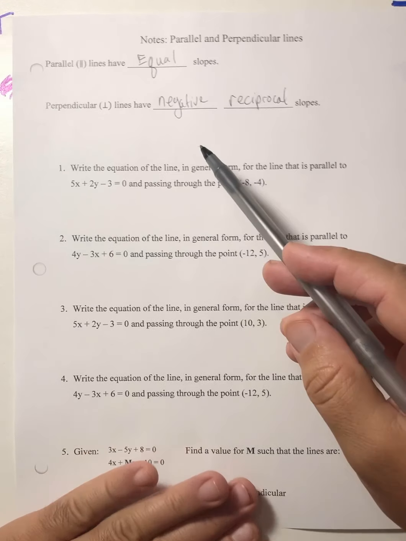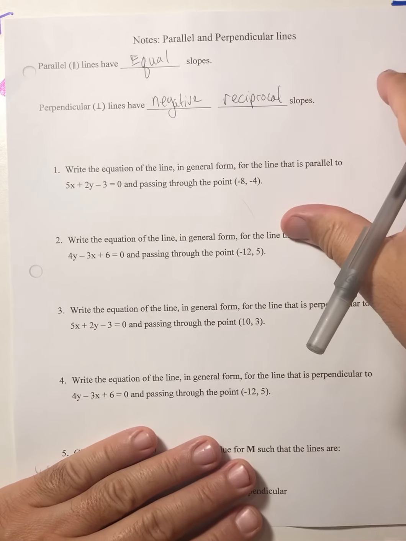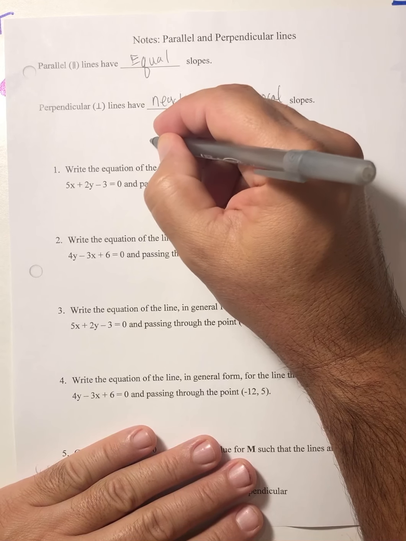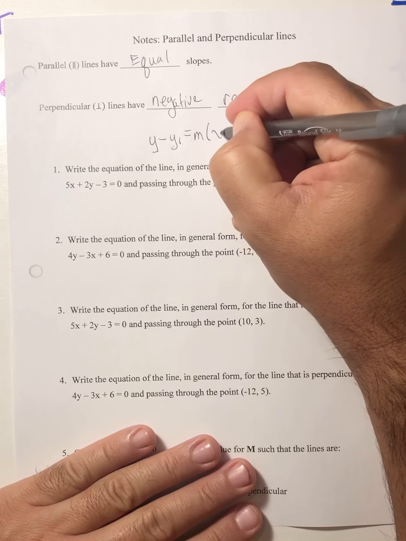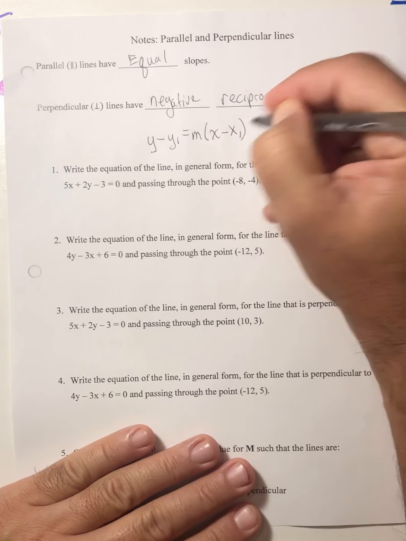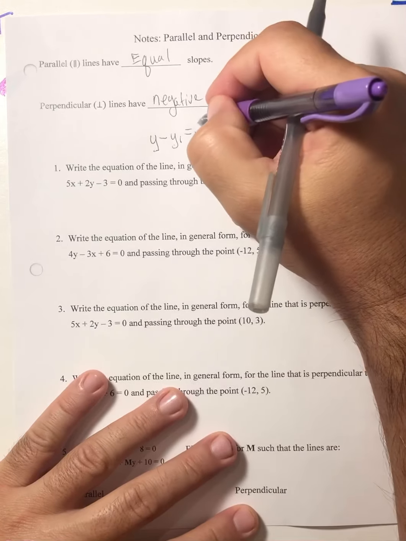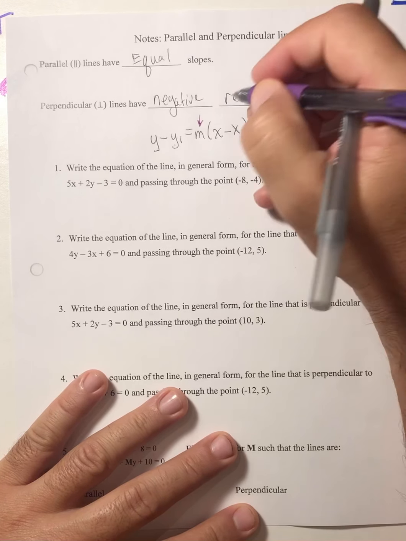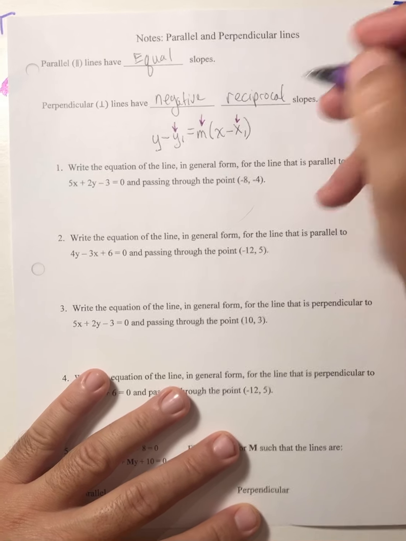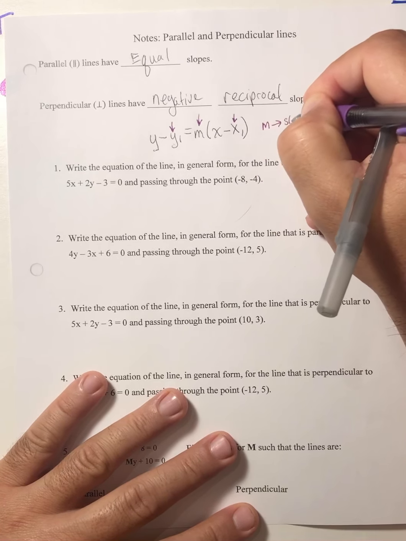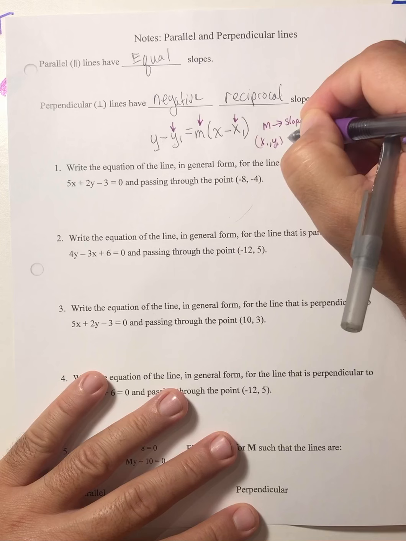In all our examples here, I'm always going to use point slope form. So remember, this is point slope form: y minus y1 equals m parentheses x minus x1. Okay? And these are the spots that we fill in. m is the slope, and x1 comma y1 is a point on the line.